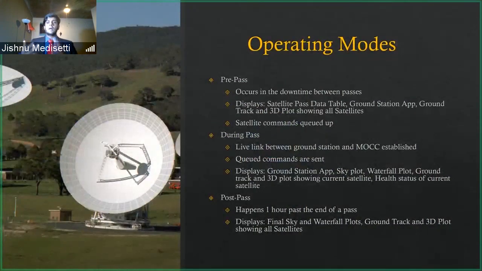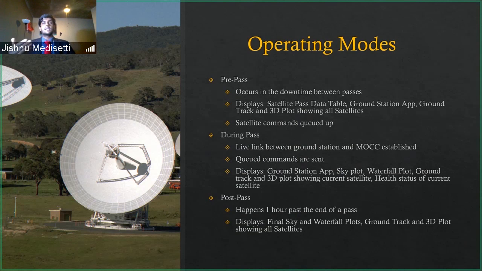All right. So now let's talk about our different operating modes. So we have 3 different operating modes for the MOCC, and in each of these modes, what we display on our TVs and the different activities that occur change. And so first we have our pre-pass phase. And this is the nominal condition where we don't have a pass currently occurring. And during this time, our displays are going to show our satellite pass data table, the ground station app, and our STK scenario is going to show our ground track and 3D plot with all the satellites visible.